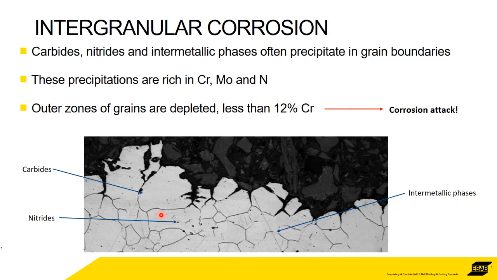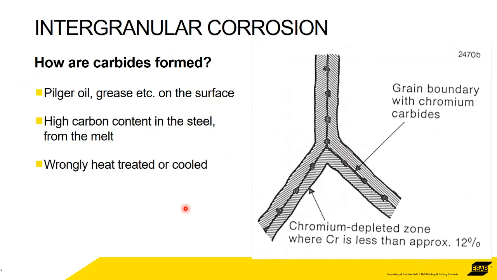So the carbides are generally chromium carbides. That means that the chromium is leaching out of the adjacent grains and going into the grain boundaries. What happens is that the grain boundaries are very rich in chromium, and the adjacent areas can have less than 12% chromium. So it's subject to a corrosive attack. If it's got less than 12%, it's not a stainless steel anymore.